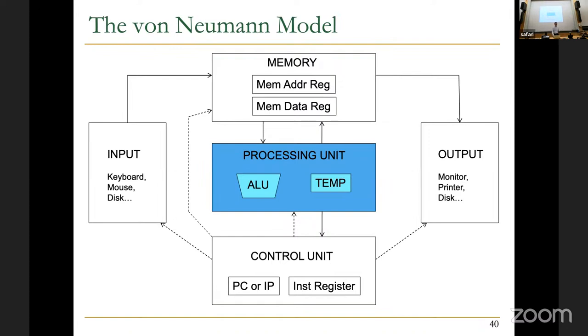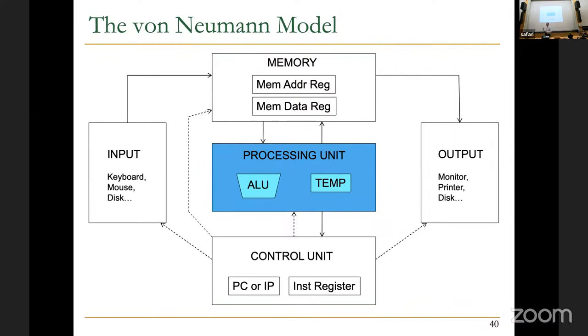Remember, we're continuing the von Neumann model. We've talked about memory. Now let's go into the processing unit. The processing unit is really the core of the von Neumann model. It really controls what is done in the processor. You can also see there's a clear distinction between the processing unit and memory in a von Neumann model. We've talked about this in lecture one.